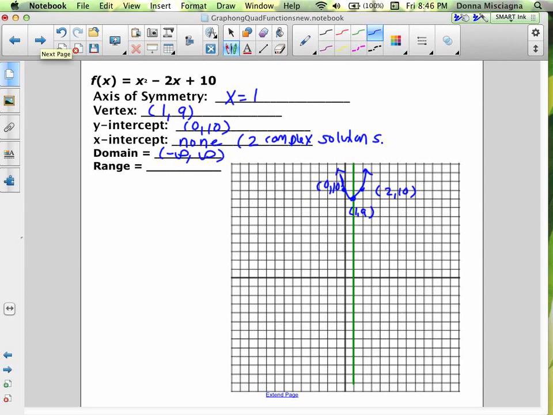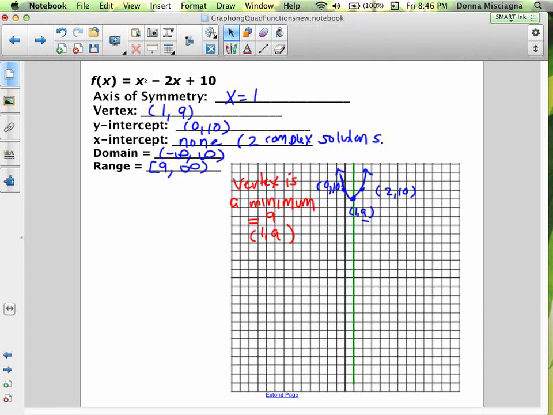The range, right, we look to our vertex. Right, so now 9 is not our high value, it's our low value. And it's reaching to the sky, so it's going to keep going to infinity. All right, so now our vertex is a minimum. And our minimum value is 9. And that's the point 1, 9. So our minimum is 9. When does it occur? When x is 1.